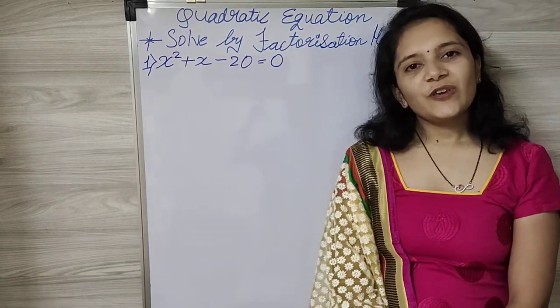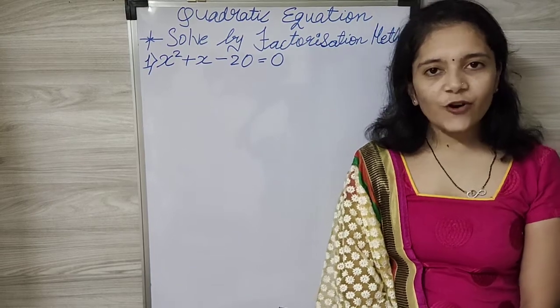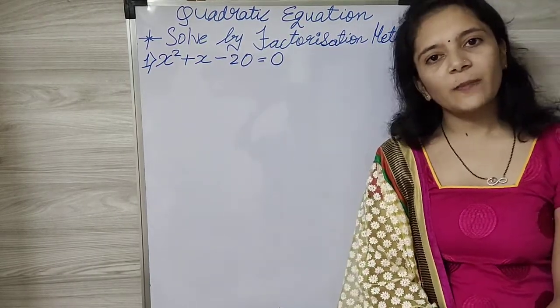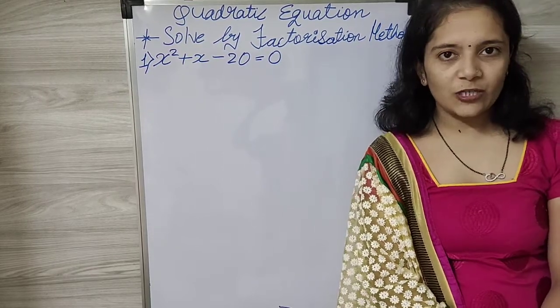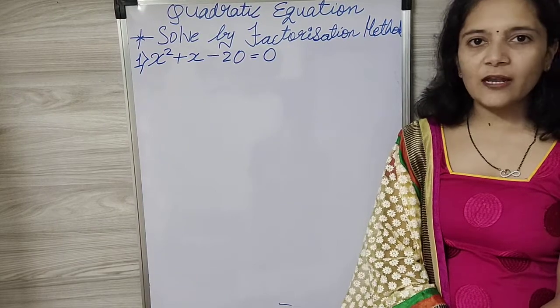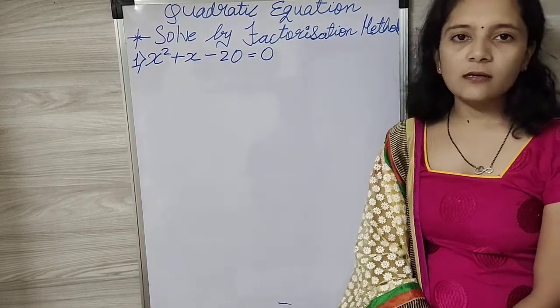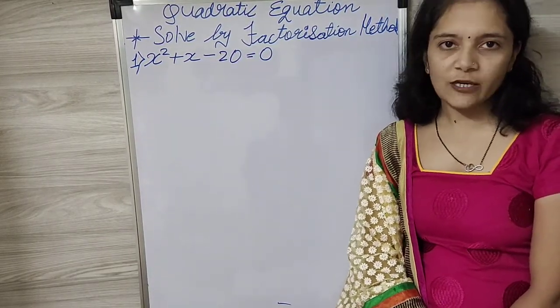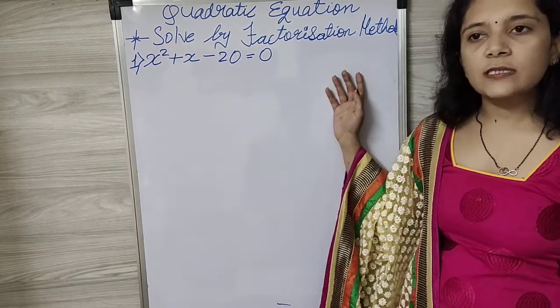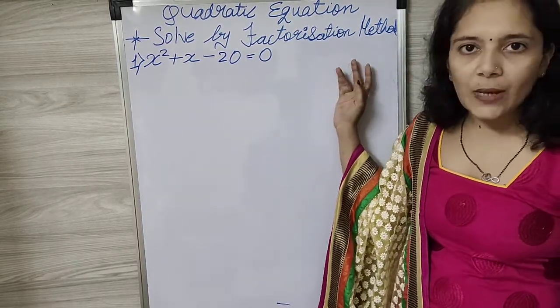In the last lecture we have seen the basic idea of quadratic equation. As you know, in the last lecture we started our new chapter, that is quadratic equation. I gave you some idea about quadratic equation, and we solved some basic questions related to it. In today's lecture we are going to solve some quadratic equation sums by factorization method.